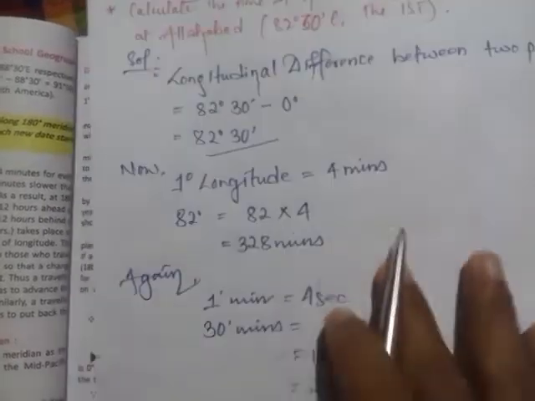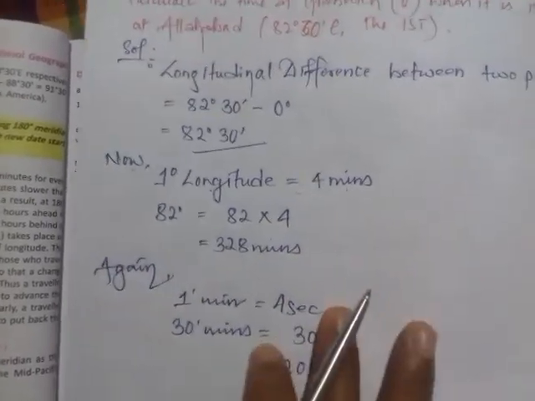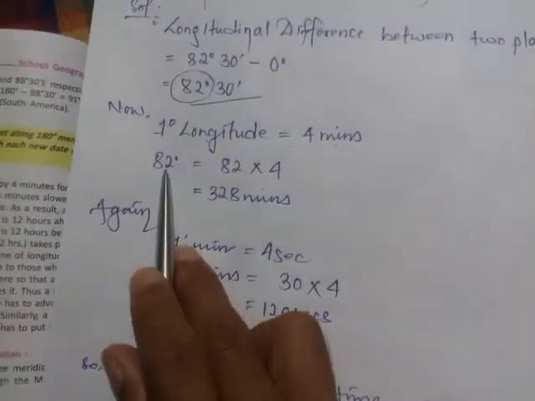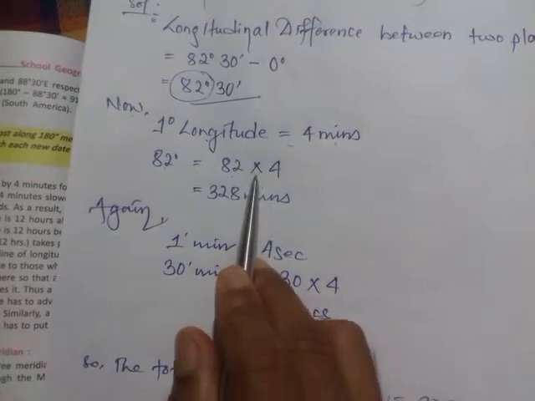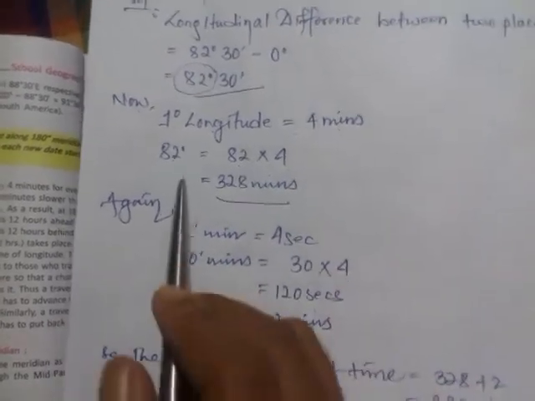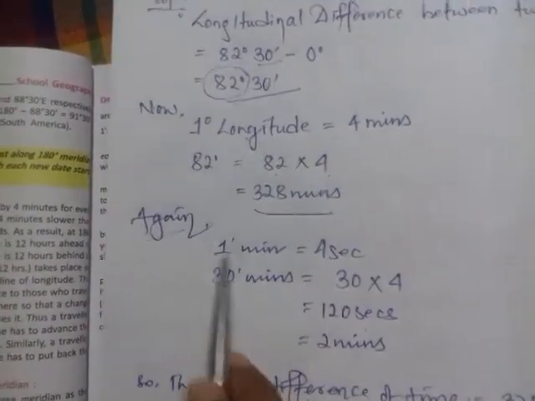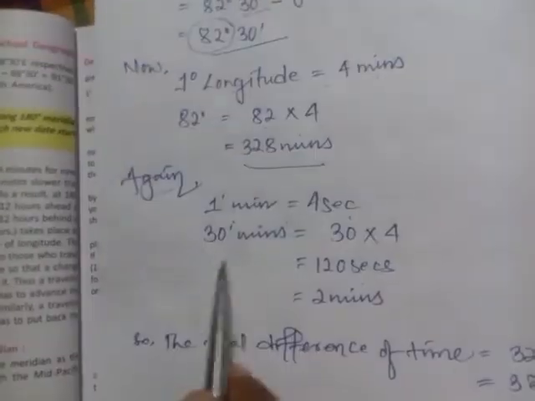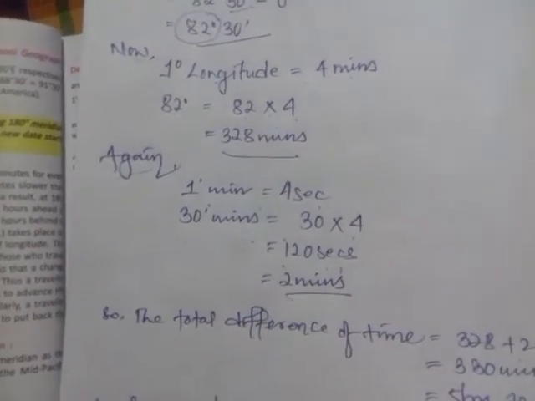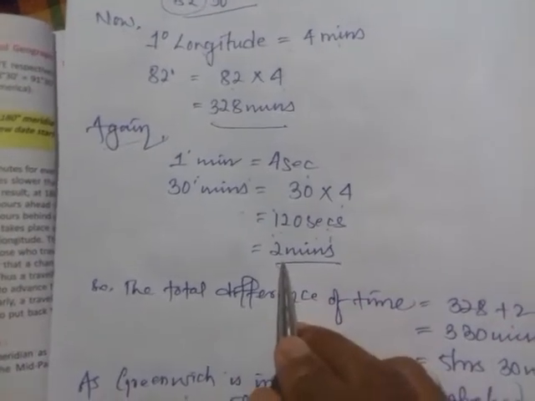Now 1 degree longitude equals 4 minutes. All of you know this. Let's convert this degree first into minutes. So 82 degree equals 82 into 4 equals 328 minutes. Now again this 30 minutes, let's convert it. Again 1 minute equals 4 seconds, 30 minutes equals 30 into 4, 120 seconds. When we convert this 120 seconds into minutes, we get 2 minutes.